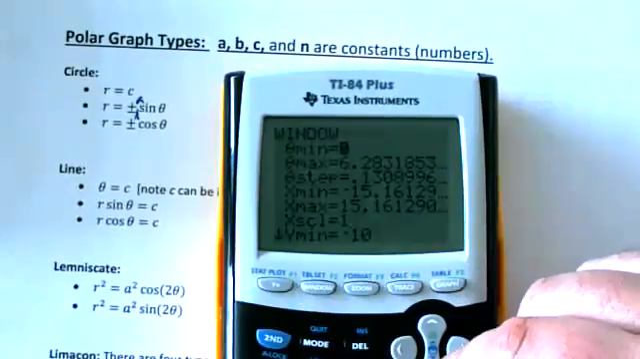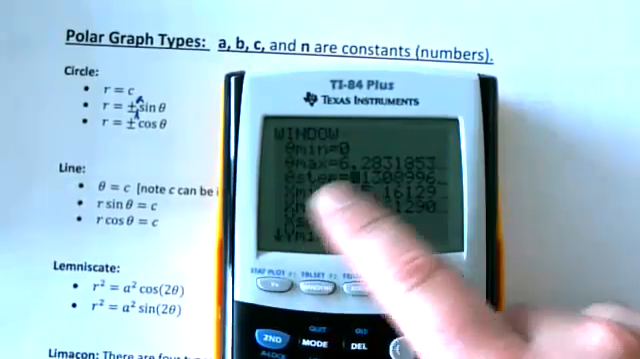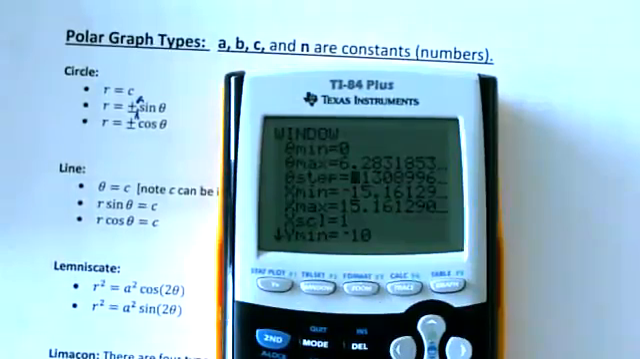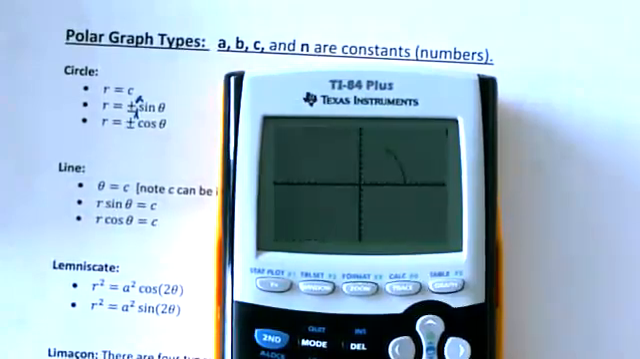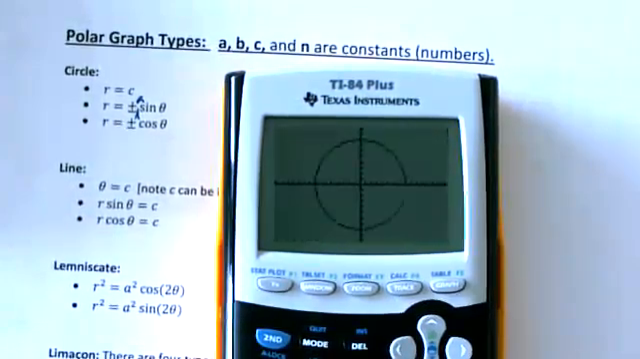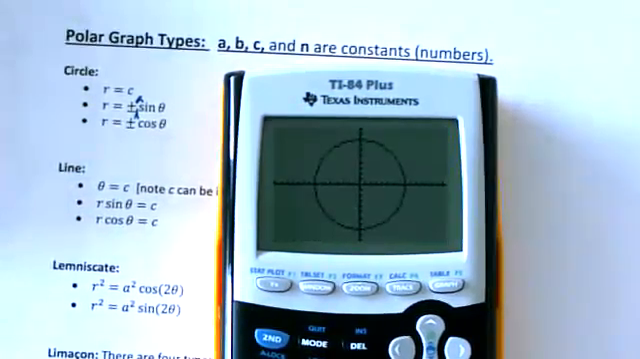I'll tell you how we can fix that. If you go into your window where it says theta step, make that a smaller number. Let's try 0.05. I think that'll smooth it out. Oh yeah, look at that, like butter. All right, so there we go.